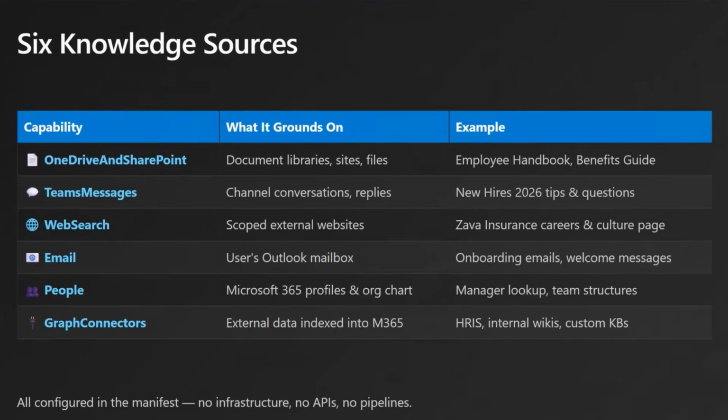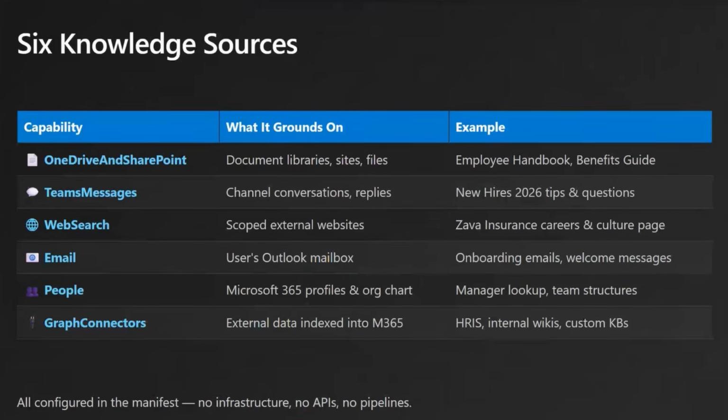So today we're going to ground in 6 different knowledge sources. First, we're going to do OneDrive and SharePoint. OneDrive and SharePoint allows you to ground on document libraries, sites, files. For example, you will be able to have an employee handbook, benefits, pricing sheets, or any documents you can think of that would live inside SharePoint. And we support hundreds of different file formats.